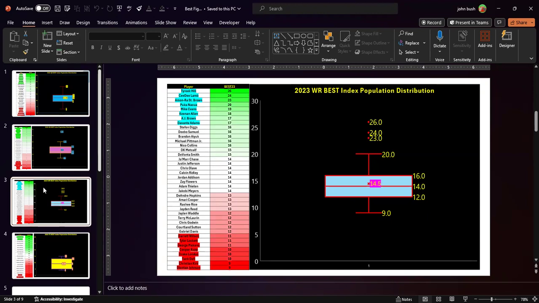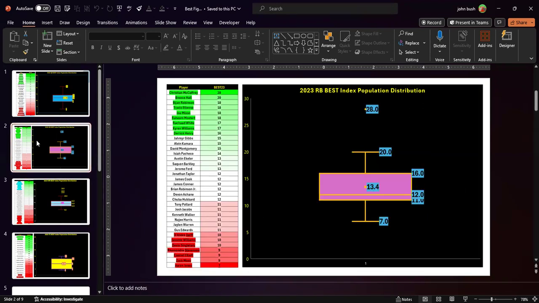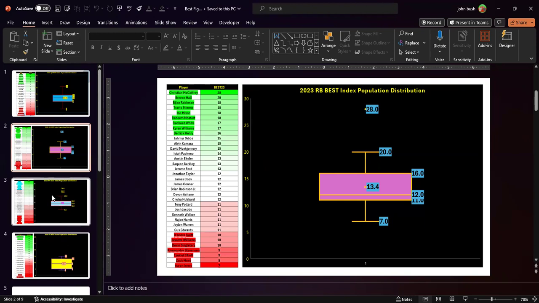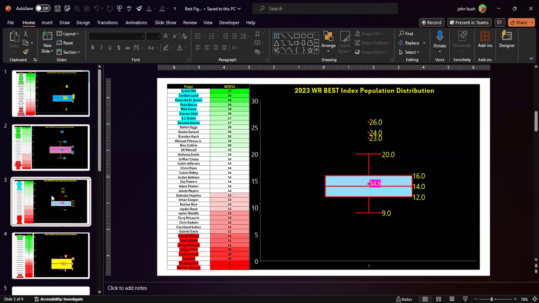So take a look at the box. Look how thin the box is. Look how short. We're talking 12 to 16 is average in your best, and it's a little broader in running backs, 11 to 16, and quarterbacks 9 to 14. So plus 6, plus 5, and here is plus 4. So the wide receivers are starting to jump up on each other, but there are some exceptions.